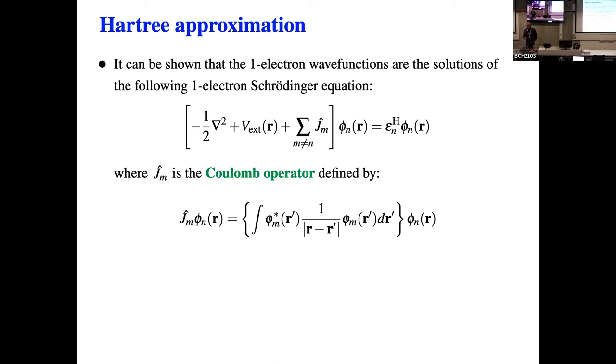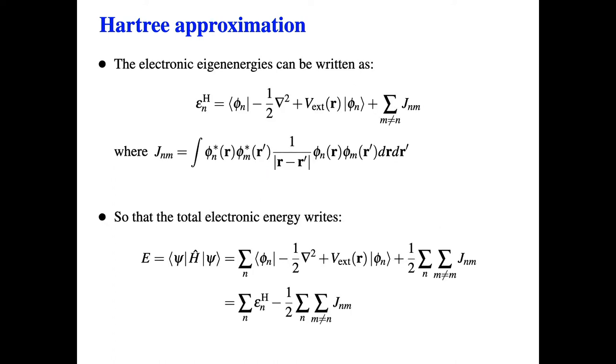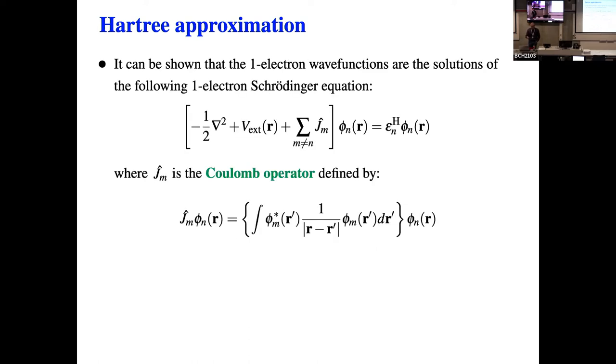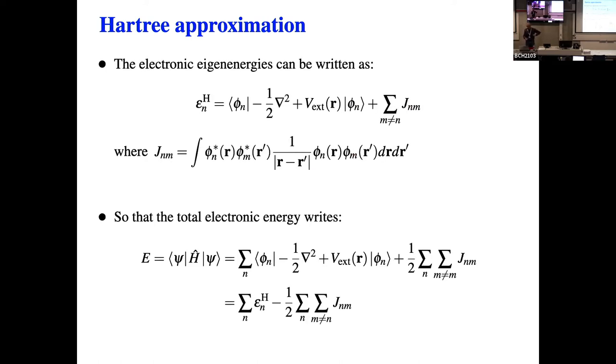Thanks. Yes. People did that. Now it's obvious for you that you have to go beyond that, but people had to go through different approximations to get there. If you do so, the eigenvalues that you get, you can basically compute them using the formula that's here, and these J_MN here are basically due to the interaction of the electrons with each other.